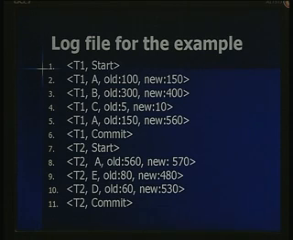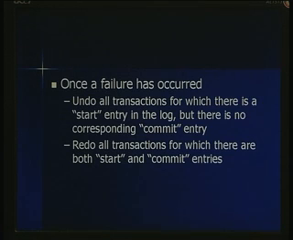of time. A similar thing is shown for T2. As you can see, there is a start log for T2 and then we have various new values and old values for the data items that are modified by T2 shown here, and finally the commit log is shown for T2. Now, what really happens is that once a failure has occurred, undo all transactions for which there is a start entry in the log, but there is no corresponding commit entry.